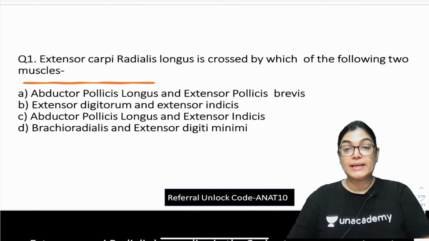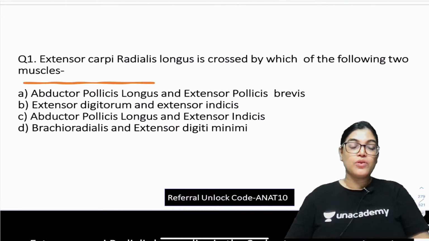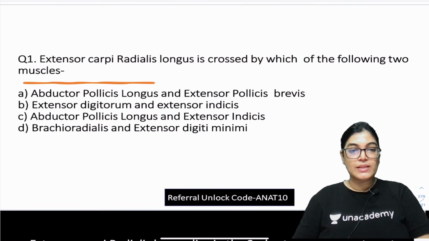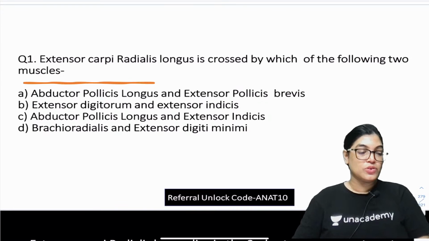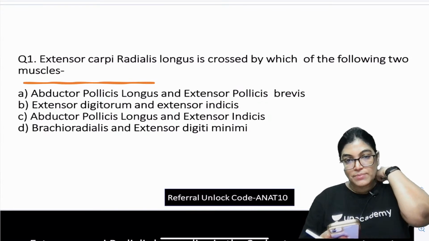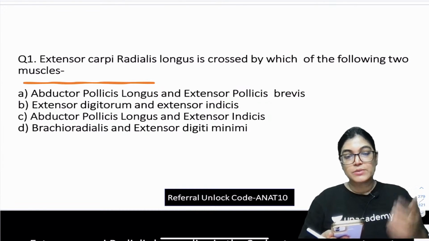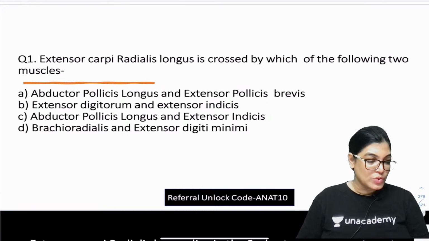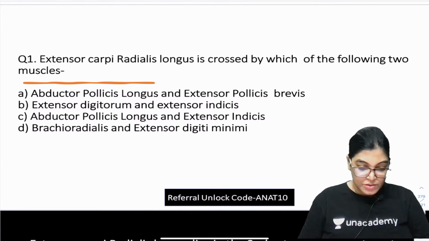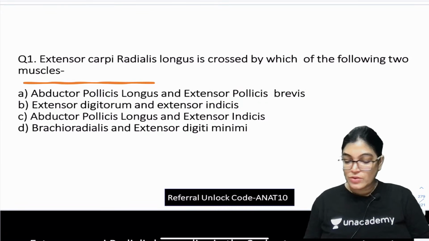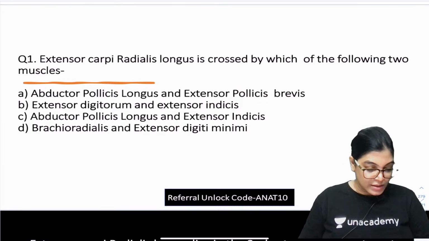According to you, which is the correct answer? Four options are there, A, B, C and D: whether it is abductor pollicis longus, extensor pollicis brevis, extensor digitorum or indicis, or it is abductor pollicis longus, extensor indicis, brachioradialis. So according to you, which is the correct one? Just go for it. If it is wrong also, nothing to worry, I am here to explain.